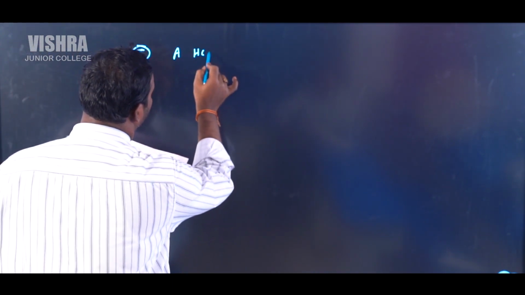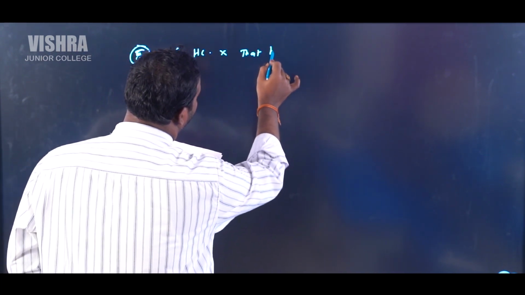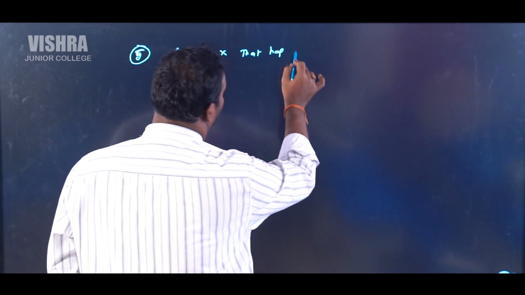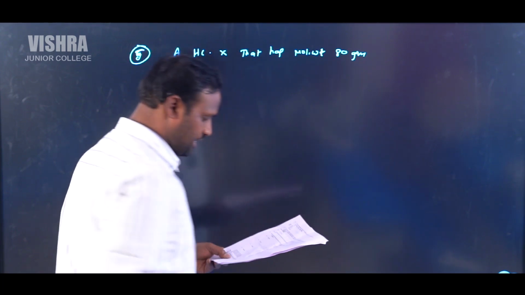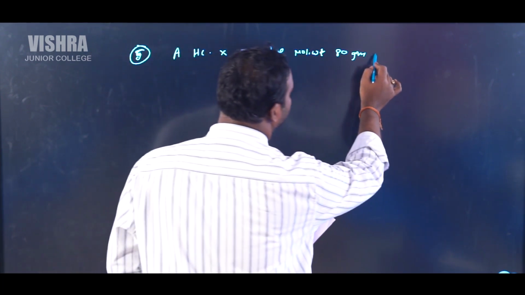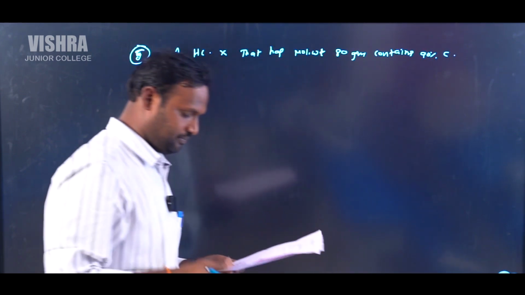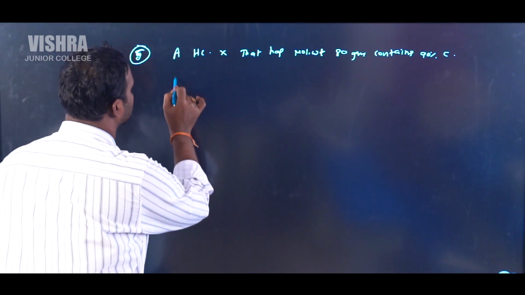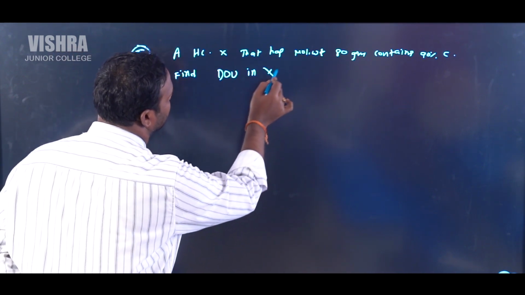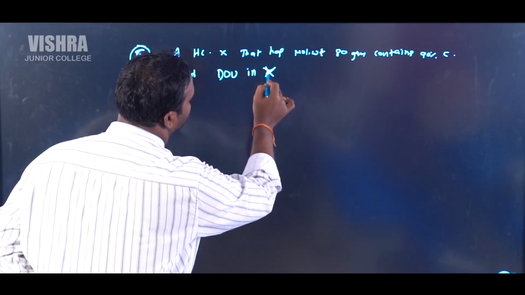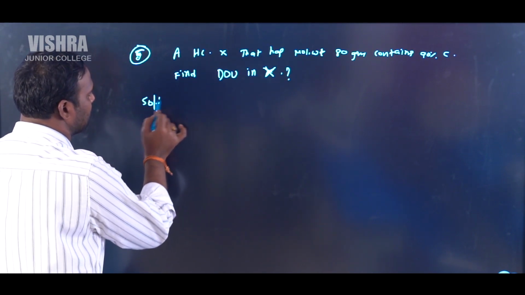A hydrocarbon X that has molecular weight 80 grams contains 90% of carbon. Find degree of unsaturation in X. So first of all, you have to write the given data.